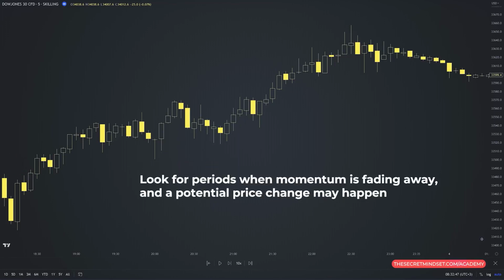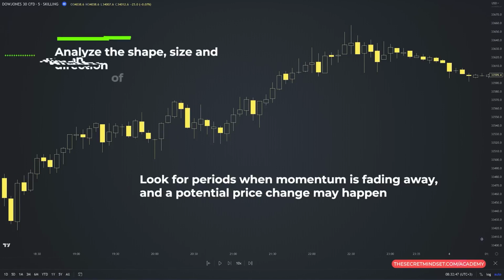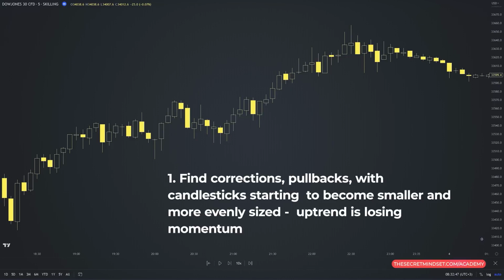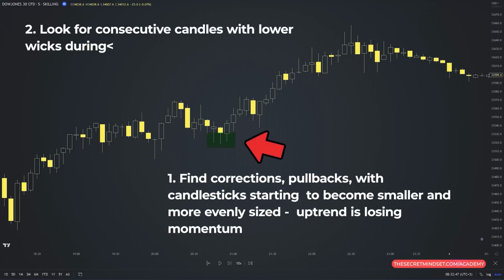The plan is to look for periods when momentum is fading away and the potential price change may happen. But first you must analyze the shape, size, and the direction of the candlesticks. In an uptrend, the plan is to find corrections, pullbacks, with candlesticks starting to become smaller and more evenly sized. This is the first sign that the uptrend is losing momentum. Then you look for consecutive candles with lower wicks during this period to reveal bullish pressure.